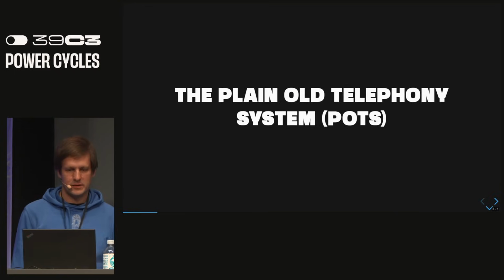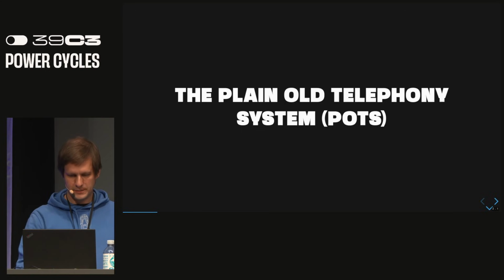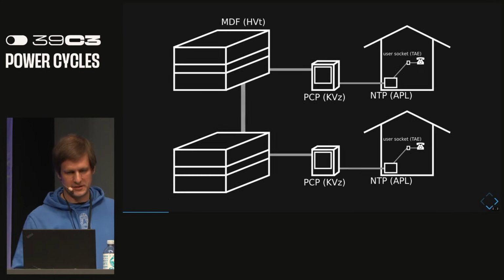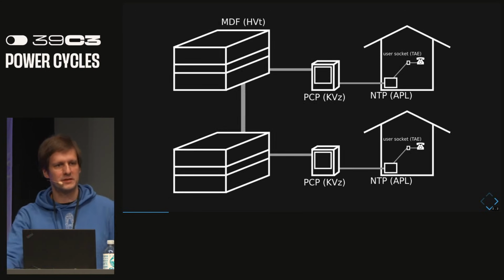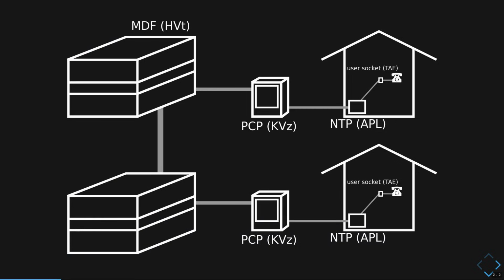Let me begin about the planar telephony system in general. First about the infrastructure. So we're talking about a system that has been there since like the 1920s in the very early stages up until the 1980s, 1990s. On the left you see so-called main distribution frames, or in German Hauptverteiler. They contain the electromechanical or electronic components that connect the lines together. Then in the middle you have the primary connection points, or Kabelverzweiger, and they're basically serving as just a passive wiring between MDF and NTP.